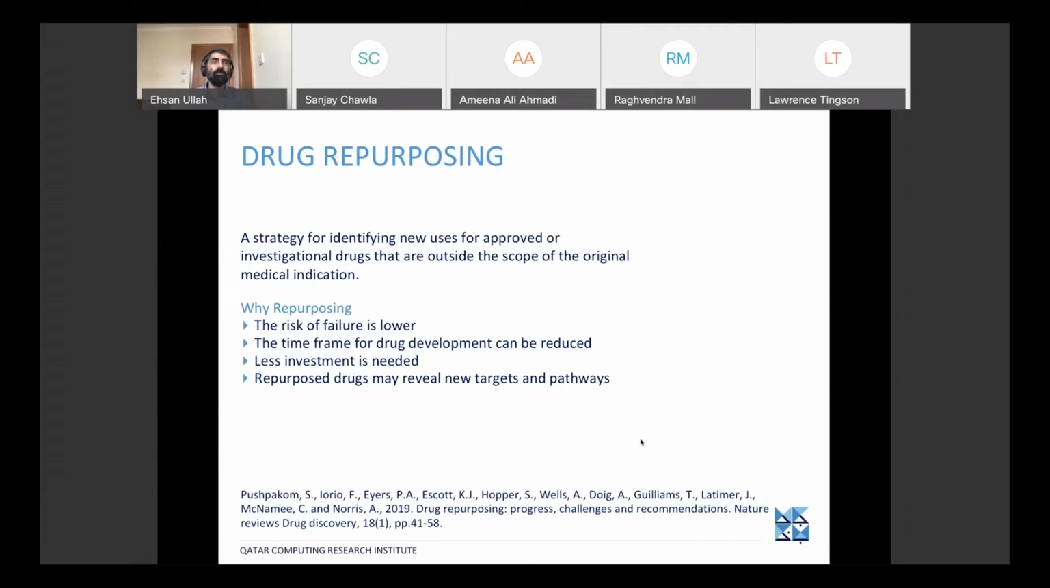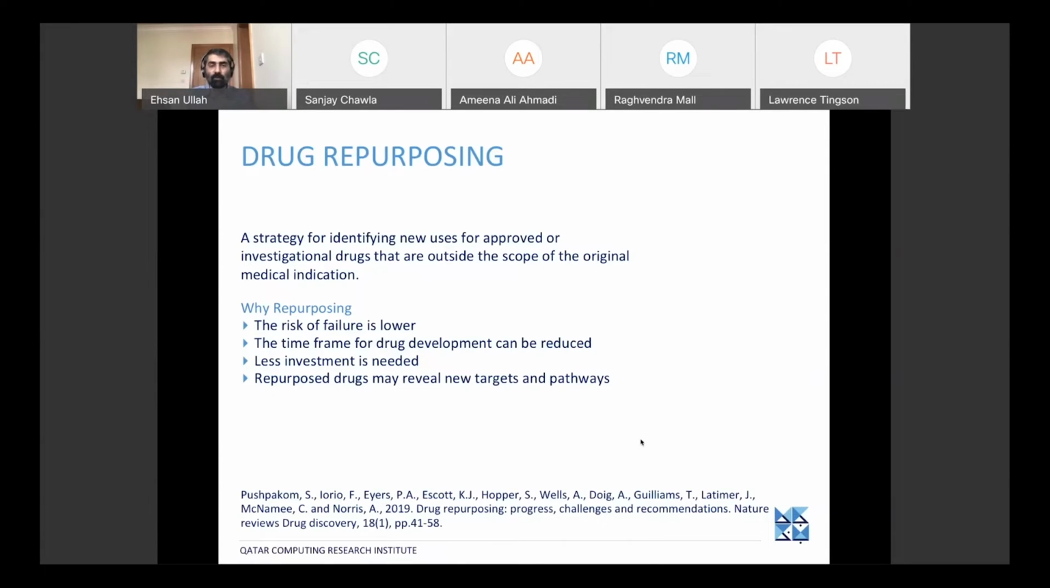So given a large number of already approved drugs, there is a significant chance that some of these could help to treat COVID-19 disease. There are many advantages for drug repurposing, especially in the current situation. For example, since the repurposed drug has already been found to be sufficiently safe in pre-clinical models and in humans, it is less likely to fail, at least from a safety point of view. And the time frame for the drug development can also be reduced. As for the new drug, there are substantial savings as well.